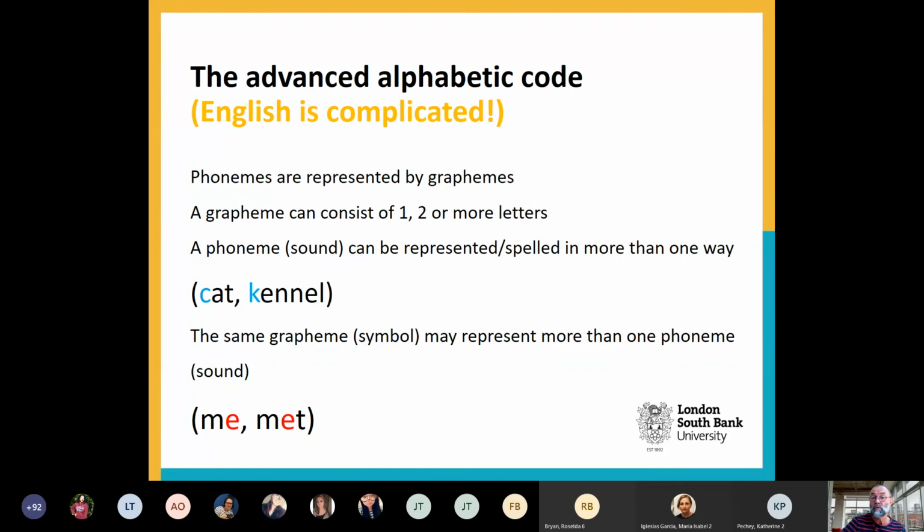A grapheme can consist of one, two, or more letters. A phoneme can be represented, spelled, in more than one way, kennel, cat. So the phoneme k can be represented by the C or the K, or as we've also seen by the CK, or by the QU, or by the CH. The same grapheme symbol may represent more than one phoneme. So the grapheme E in the word me makes the sound E. The grapheme E in the word met makes the sound eh. So the same grapheme may represent more than one phoneme, which is why it's a really complicated mechanism.